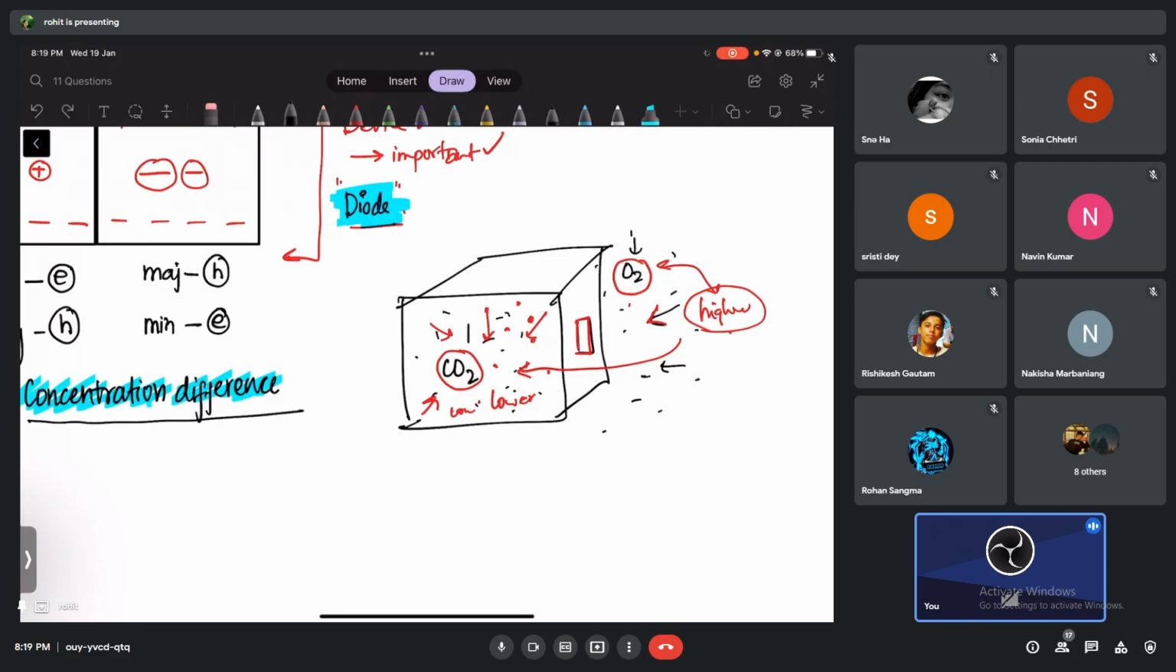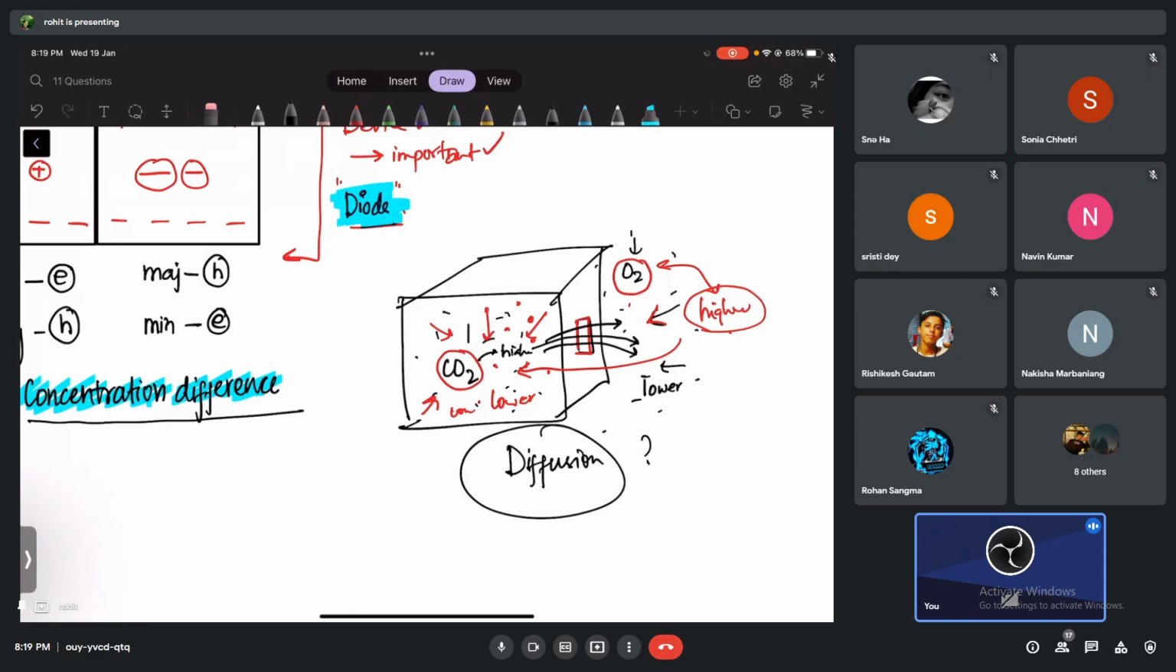Similarly, carbon dioxide also, what do you think, guys? Inside the room it has higher concentration, outside the room carbon dioxide has lower concentration. What will happen to carbon dioxide? Carbon dioxide will automatically go outside the room. Can you understand? This process has a name. Have you learned this, called diffusion? Have you heard about this one?